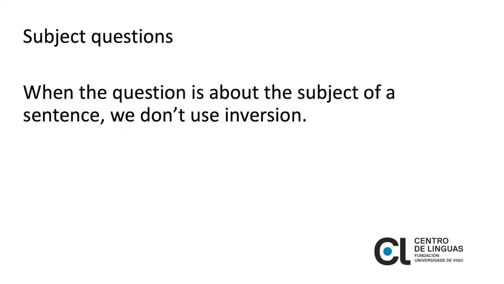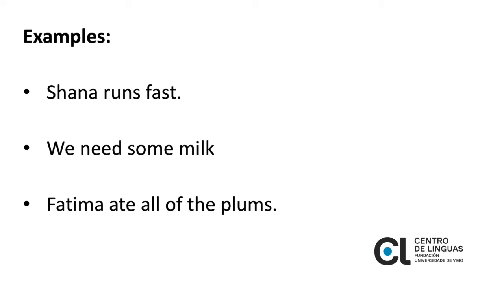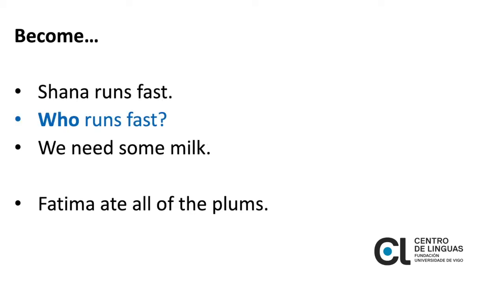Okay, now let's look at a different type of question. These are called subject questions. In subject questions, we don't need to use inversion at all because we're asking a question about the subject of a sentence. Let's look at some examples. The same examples that we saw before, but this time we need to know about the subject of the sentence. Shauna runs fast, but we don't know about Shauna, so we ask the question who. Who runs fast? We simply replace the word Shauna, the subject, with a question word related to the subject, who.